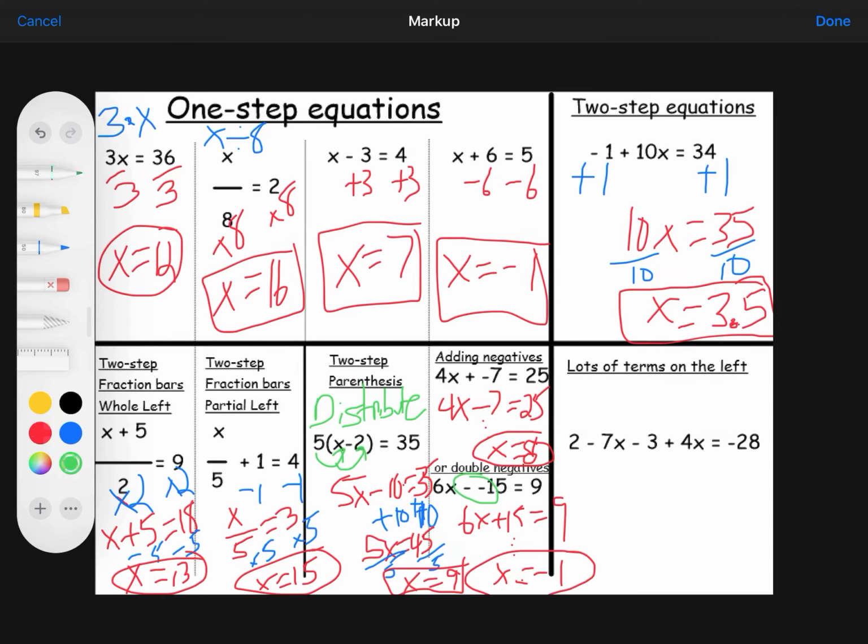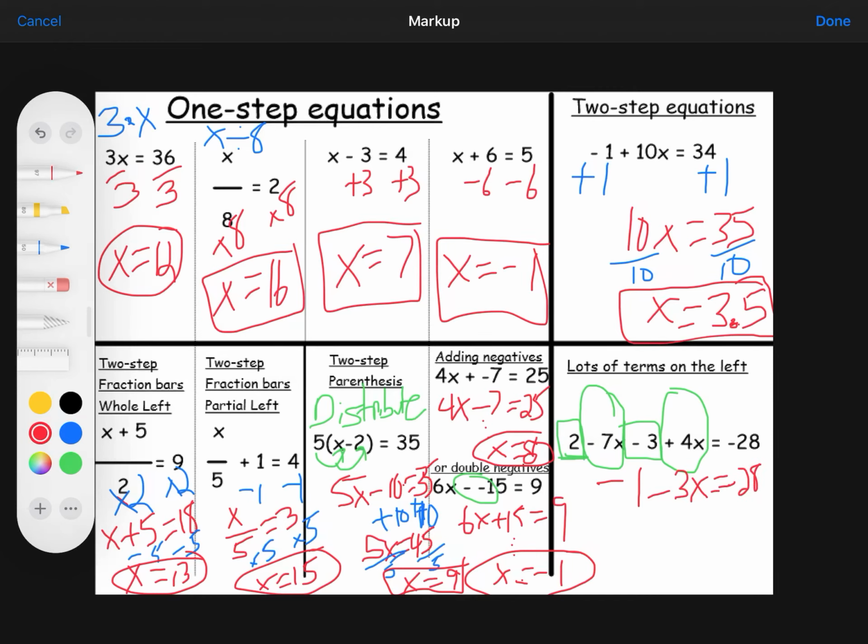Lastly, we did our last lessons combining like terms. +2 and careful. It should be 2 minus 3, which is -1. Separately, it should be -7x plus 4x. And if you're not good with negative numbers, you might accidentally write -11x. Be careful. -7x plus 4x is -3x.